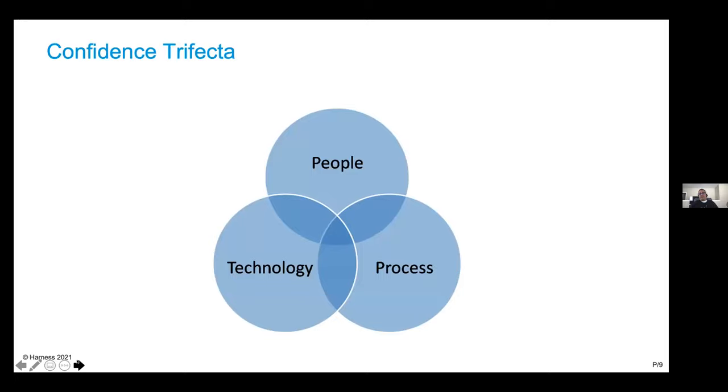Lastly, before we get into what a policy is, I like to always bring up the confidence trifecta, right? And this is a rationale for why do you have a policy? Why do you even enforce anything? And so in the DevOps moniker, you always hear people, process, technology, right? So these three war chants. But let's break this down.